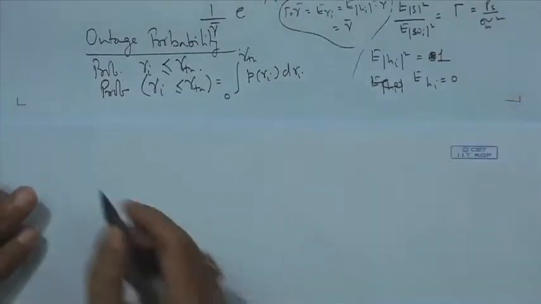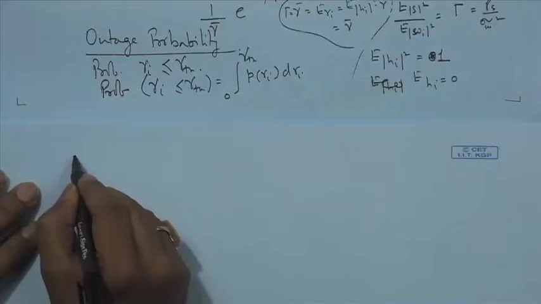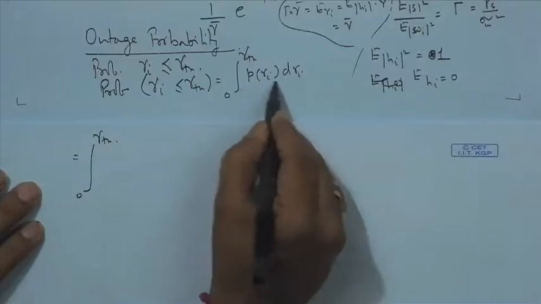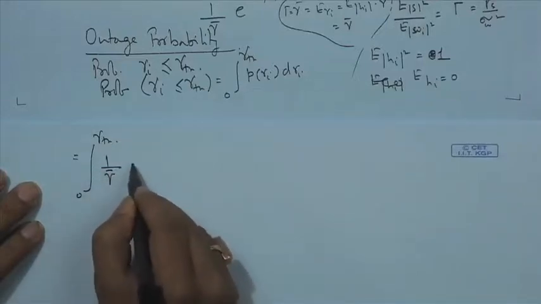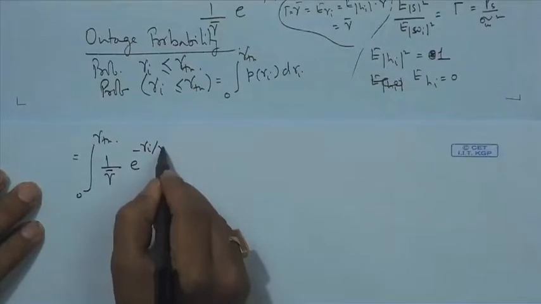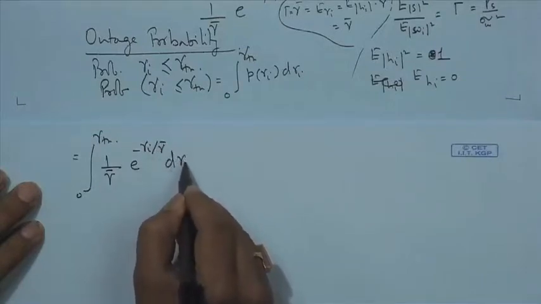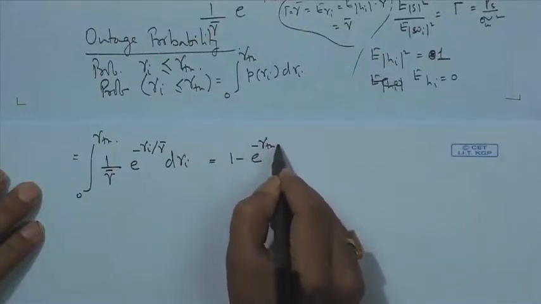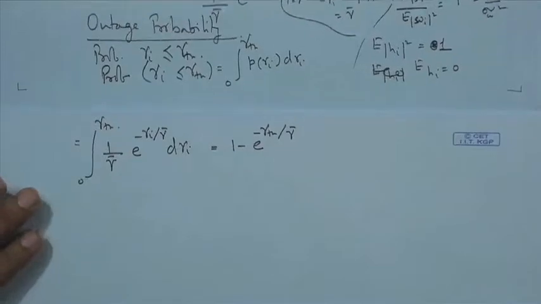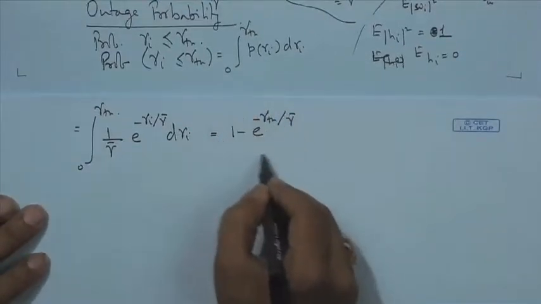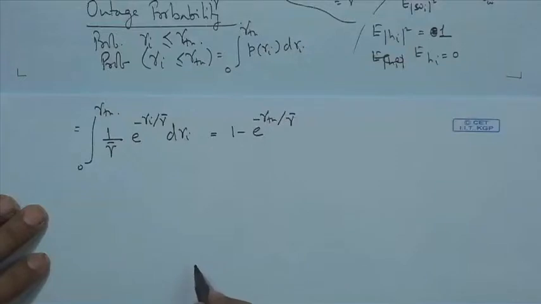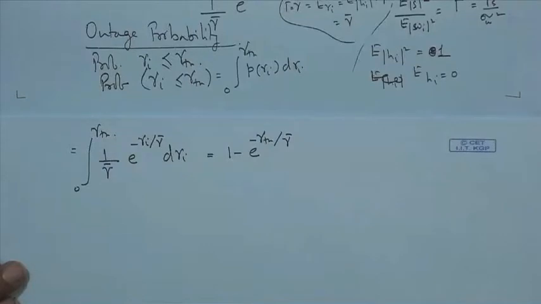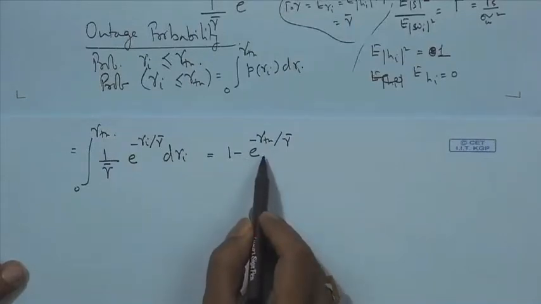So if you continue with this, you are going to integrate from 0 to gamma threshold. What is p of gamma I? It is 1 by gamma bar e to the power of minus gamma I by gamma bar d gamma I, and this if you would solve would turn out to be 1 minus e to the power of minus gamma th by gamma bar. Okay. So this is the probability that signal falls below the threshold. Now when we do this particular calculation, we have done it for any one of the branches. So for any one of the branches, this is the probability signal falls below the threshold.